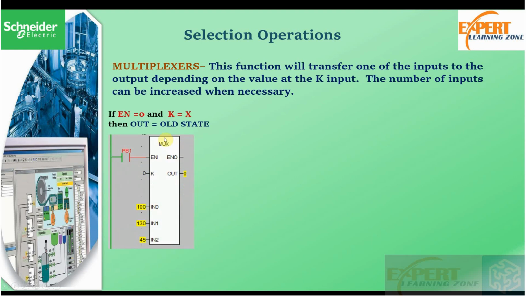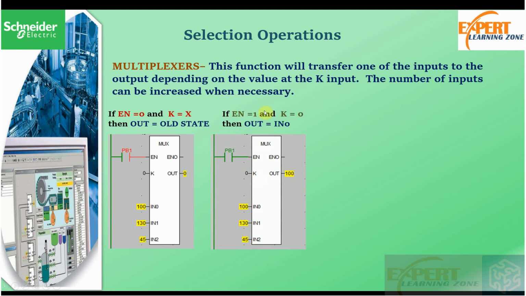So let's see how it works. Here, if the block is not enabled, then irrespective of the value of k, which here is 0, the output takes its old state. First the block must be enabled before any operation can occur, so you should take note of that.